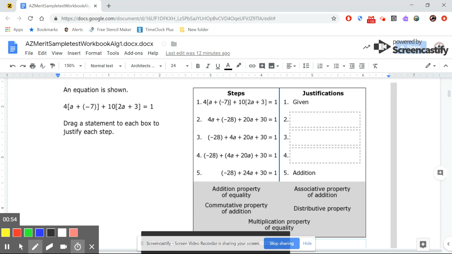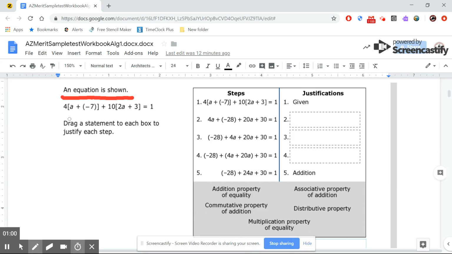Hopefully I'm able to write on this. We have picked this question where it says an equation is shown, and the equation shown to you is this one. When you look at this equation, you may think, well, solving it is easy, I can just solve it. But if you take a look on the right hand side, you are being shown the steps that are going to be used and the justifications or the properties that are being applied.